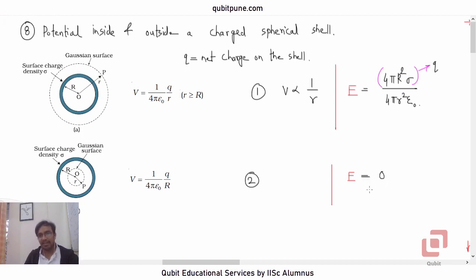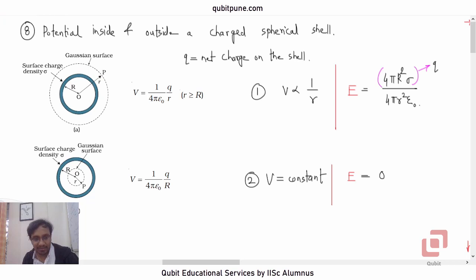Electric field inside is 0 because any Gaussian surface you take inside the shell doesn't enclose any charge, so the electric field is 0. And in this chapter later on we had seen the derivative relationship between electric field and electric potential. So if electric field is 0, then the electric potential is a constant. In this case it is indeed a constant, and how much is it? That electric potential is equal to the value that it has on its surface.